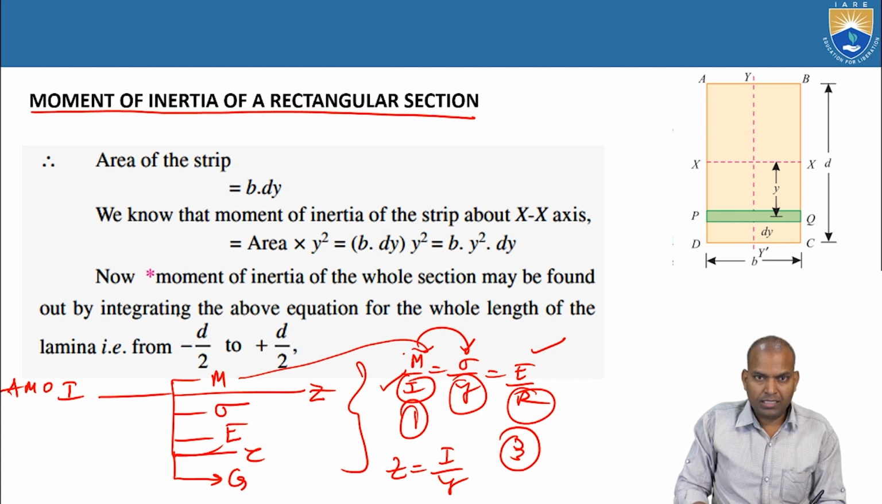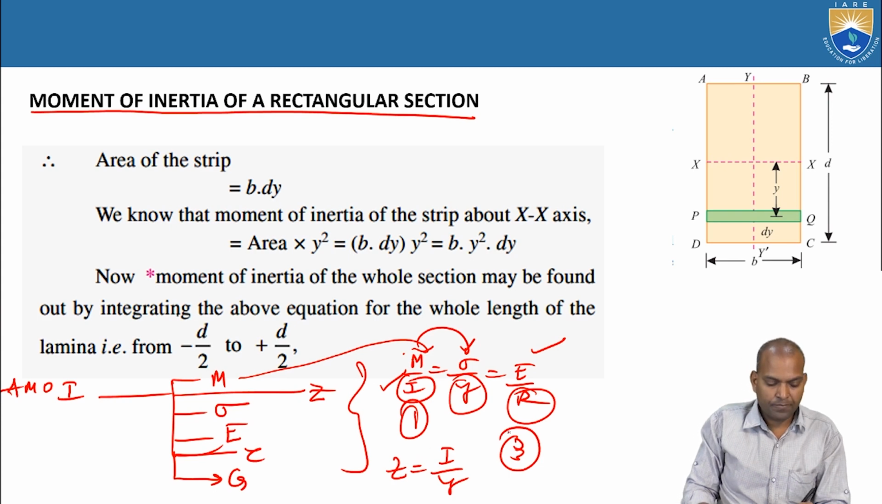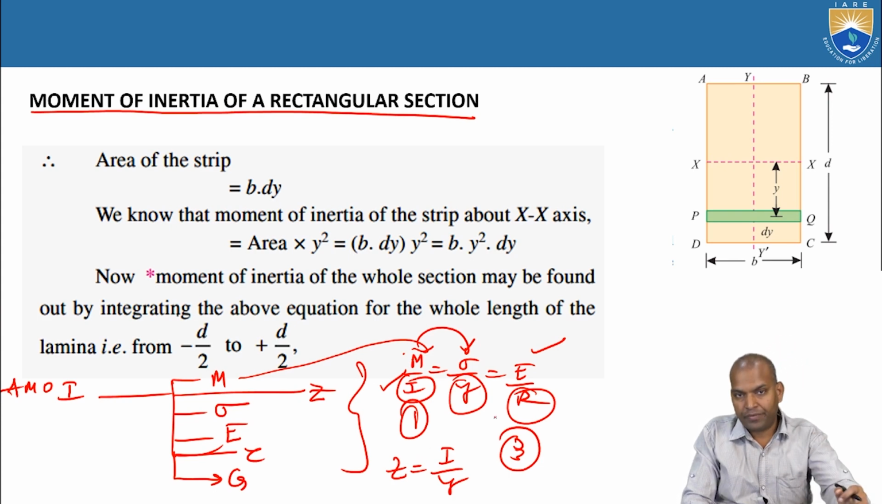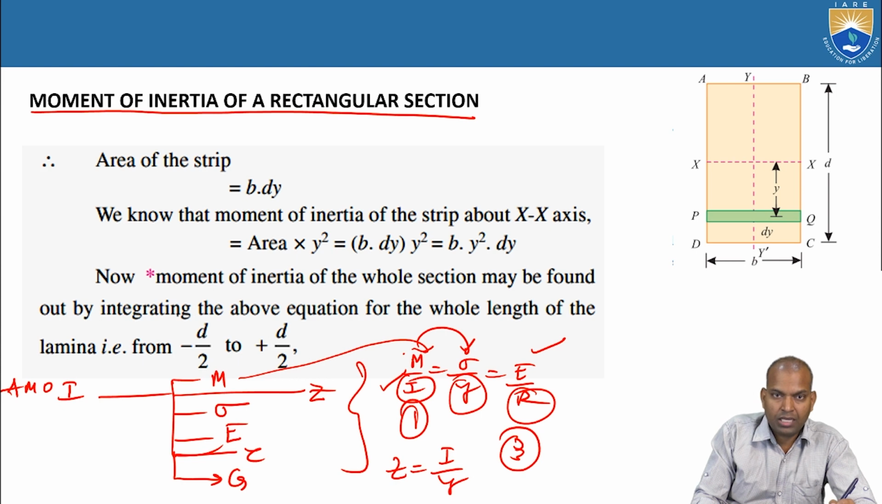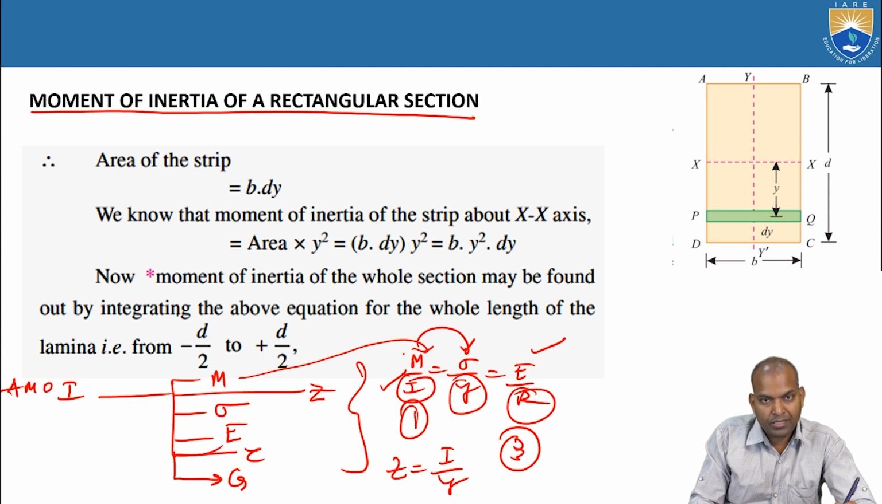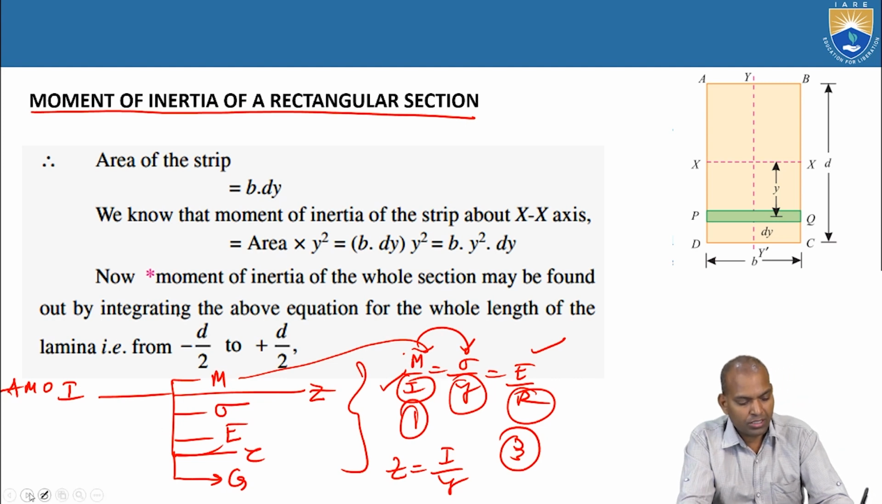One more thing: I by y, that is Z equal to I by y, is the section modulus. From the area moment of inertia, another very important parameter comes, the polar moment of inertia. This polar moment of inertia is used to find the shear stress and the modulus of rigidity.